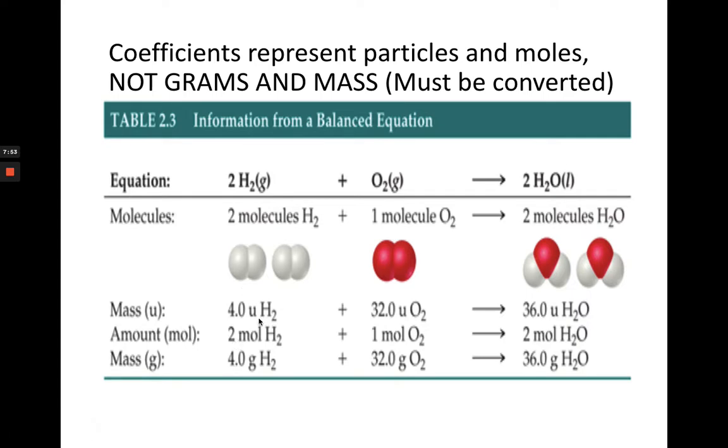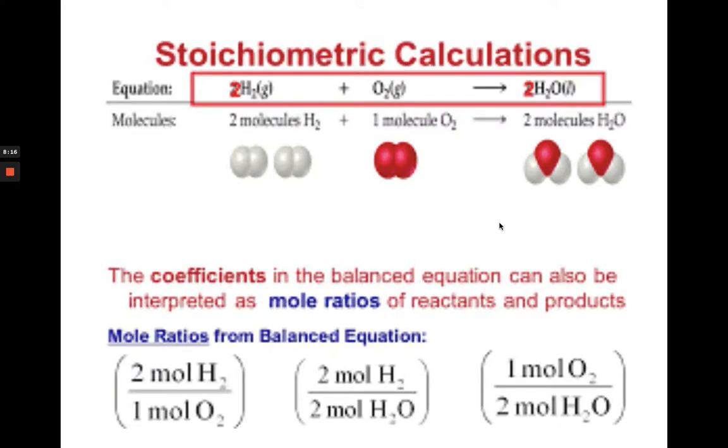The mass does not. 4 grams of hydrogen is the weight of 2 moles of hydrogen. 32 grams of oxygen is the weight or the mass of 1 mole of oxygen. And 2 moles of water is equal to 36 grams of water, okay? But you notice 4, 32, and 36 do not match the coefficients. The coefficients match moles or molecules. So that's why in doing stoichiometry, we have to use mole ratios.